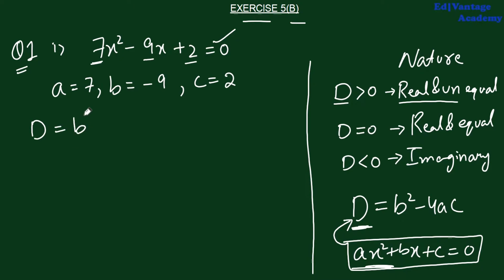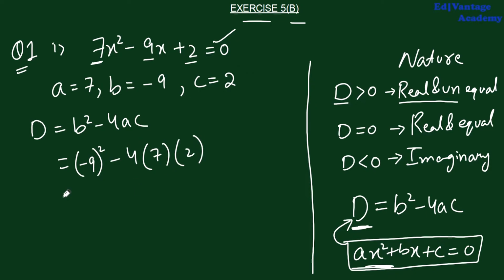D is equal to b square minus 4ac. So here b is minus 9, so minus 9 square minus 4 into a into c, that's 2. So minus 9 square will be positive 81, 4 times 7 is 28, and 28 times 2 is 56, and 81 minus 56 is 25. So you got D is equal to 25. So which category is D? Greater than 0, equal to 0, or less than 0? D is greater than 0, you can see.